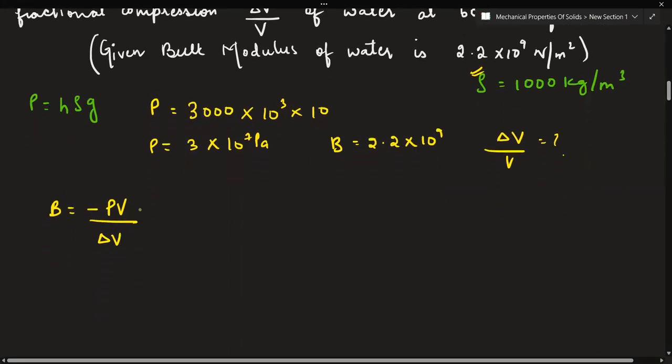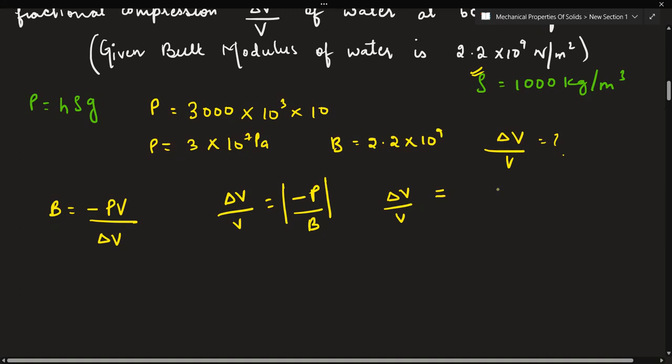Can you tell me how can we get delta V by V? What will be left with B? Put it on the other side. Minus P divided by B. This much portion will be left. So see, delta V divided by V is minus P divided by B. And let's not even use minus, we don't need minus right now.